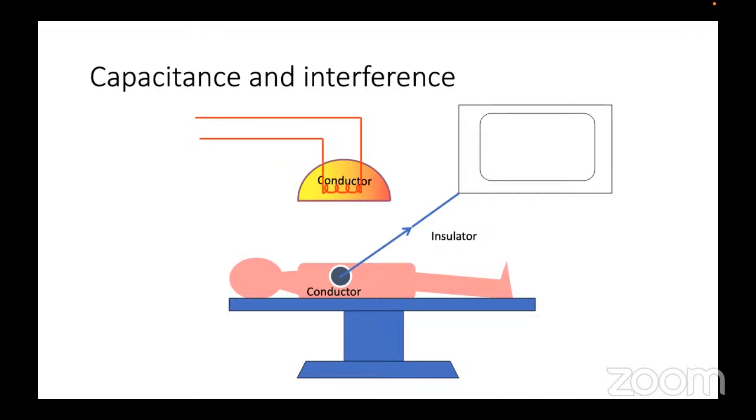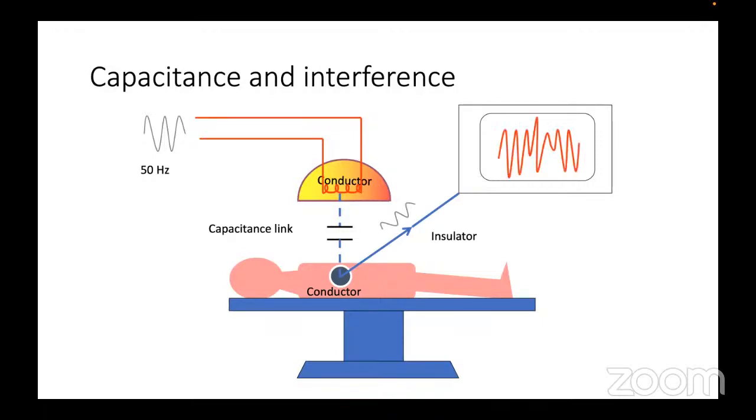So when there is a flow of alternating current through this conductor, that will get transmitted through this capacitance. And because it's an alternating current, the capacitor is getting charged and discharged, and this creates interference. So you get interference on the ECG. So capacitance can cause interference within the ECG.